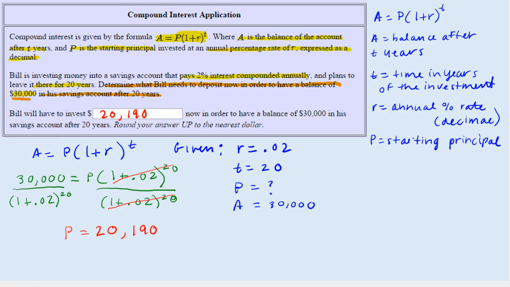And notice, just a point of fact, he made close to 10 grand in 20 years just by investing his money. So that's the power of compound interest. You just have to be willing to have money in an account and not spend it, and this is a pretty low interest rate too.